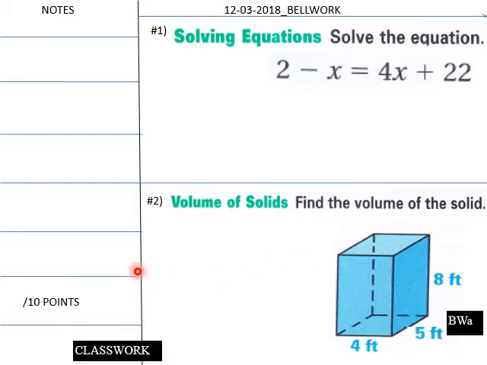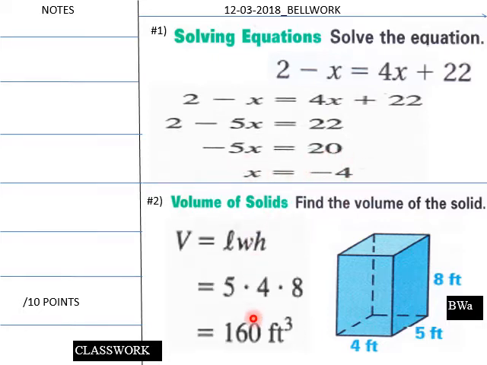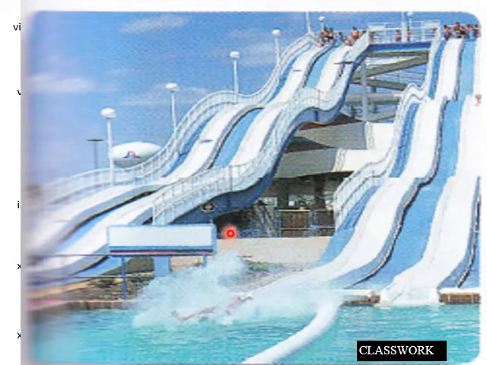Okay, welcome back for our solutions here for today's bell work. X equals -4, going through and solving, combining like terms, and then having your constants on one side and your variable on the other. And then for our volume here, length, width, height, and we get 160 cubic feet.